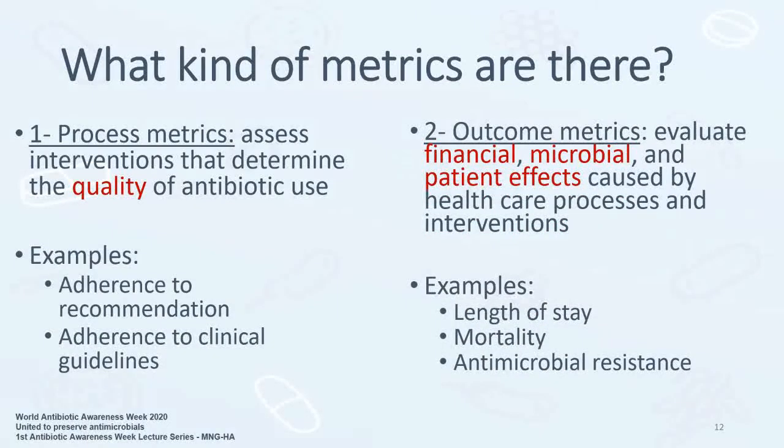It's a process metric that identifies the quality of antibiotic use. The second type of metric is an outcome metric. So you identify financial, microbial, and patient effects caused by a healthcare process and intervention. So for example, you look at length of stay, mortality, or antimicrobial resistance. How do you bring these two together?